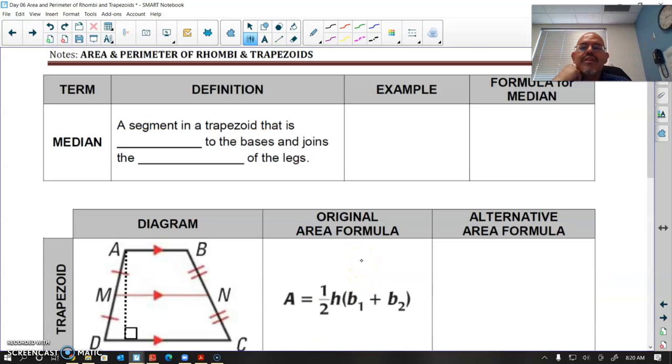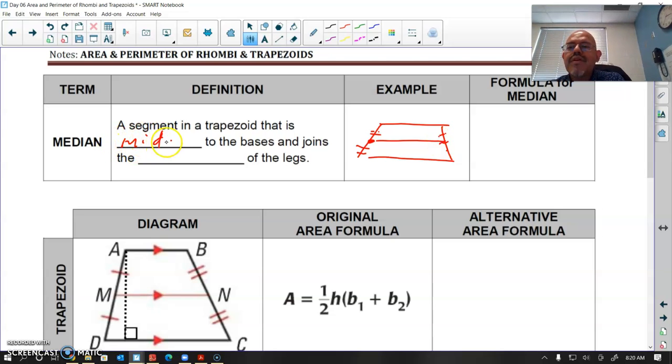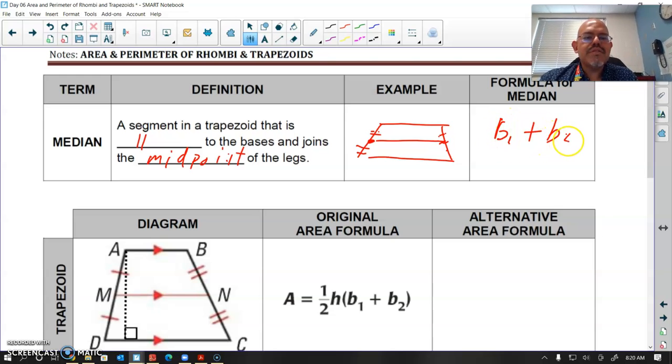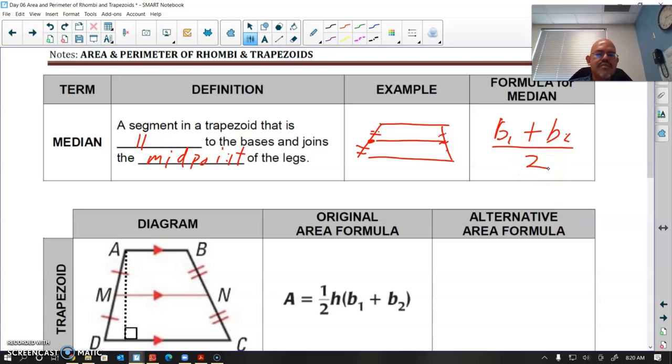Now, this one is easy. Example 2, this is going to be your median. So if you don't know what a median is, I'd suggest you learn. Basically, it connects the midpoints to midpoints, and that is parallel to the bases. Let me use the symbol for parallel, and it joins the midpoints. Now the formula for the median is base 1 plus base 2 divided by 2. That's what that is.